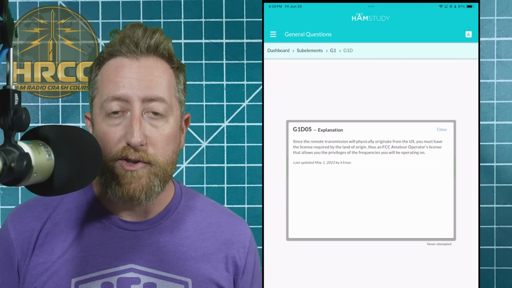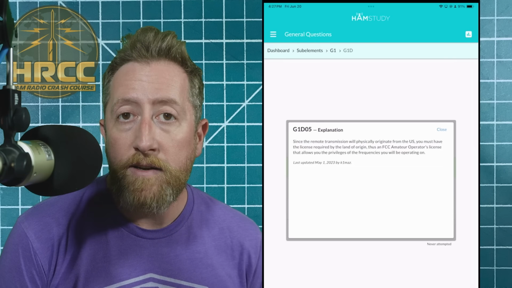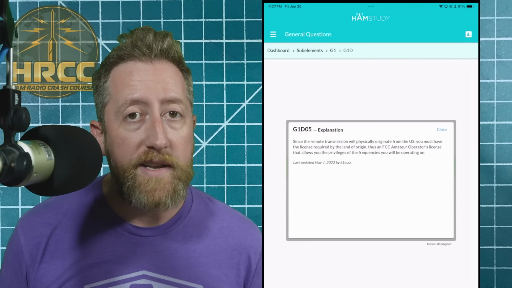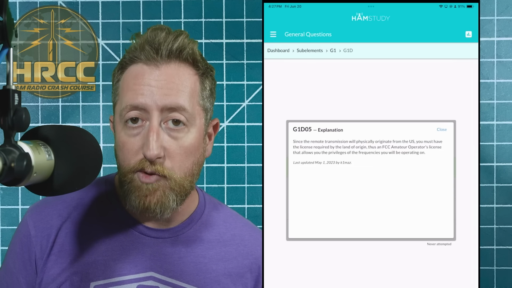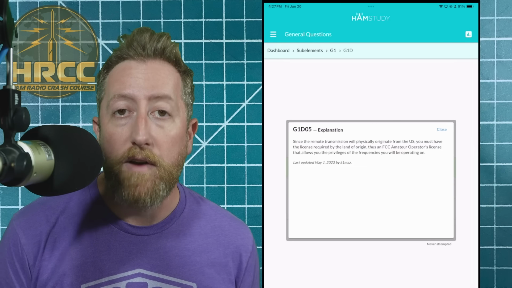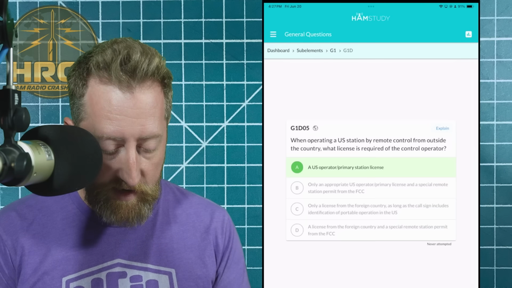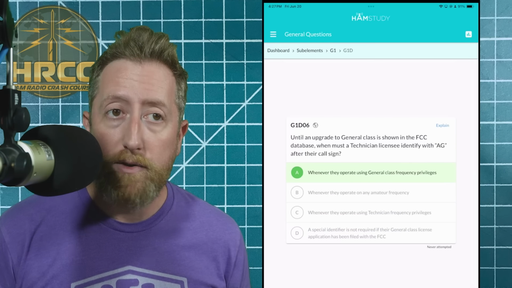So, yeah, if there's a remote station, and if you don't know this, you can rent time, or maybe your friend even has a station that is accessible via the internet that will even include transmitting. And if you're going to transmit on a station that's in the United States, yes, you need to have the United States call sign with the privileges that radio is transmitting on.